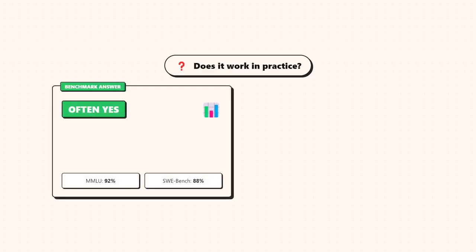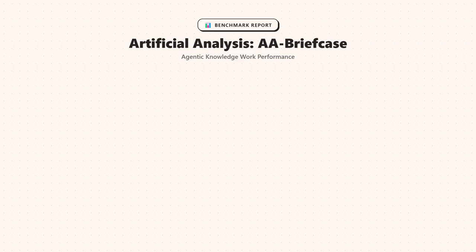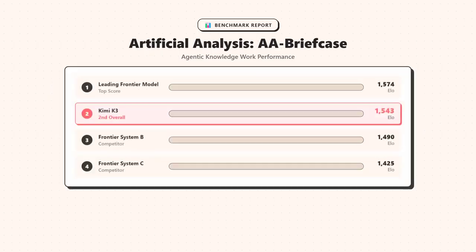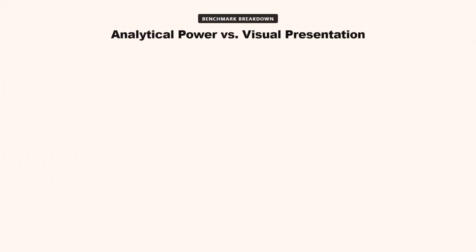The benchmark answer is often yes. The more useful answer is, it depends heavily on the task. On Artificial Analysis's AA-Briefcase benchmark, which tests agentic knowledge work such as spreadsheets, presentations, interface mockups, and other computer-based tasks, Kimi K3 scored second overall in the supplied results. Its ELO score was 1,543, placing it close to the leading model at 1,574 and ahead of several other frontier systems.